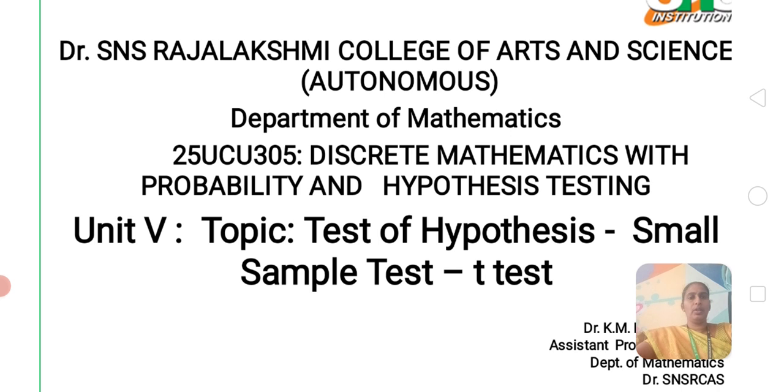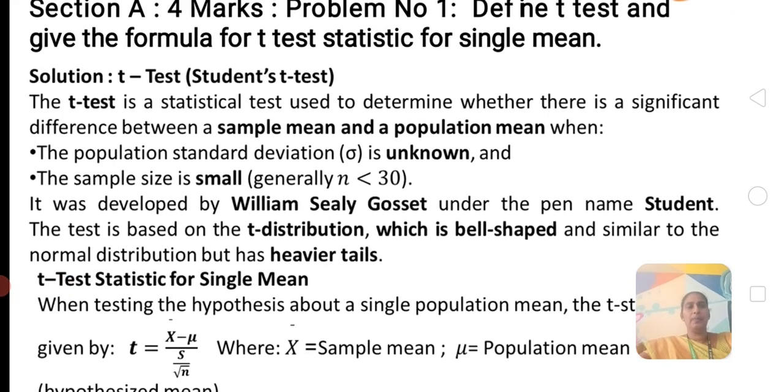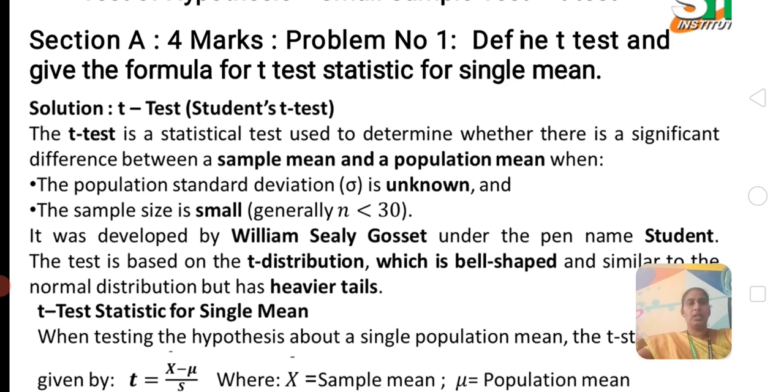Today we are going to present the topic small sample test, the t-test, in the course Discrete Mathematics with Probability and Test of Hypothesis. Here we are going to calculate for the small sample. Let us see the problem based on the t-test. Before going to the problem, we are going to explain some of the basic concepts of the t-test.